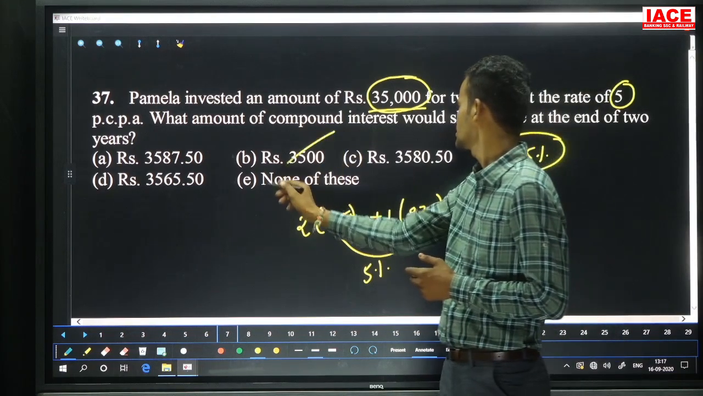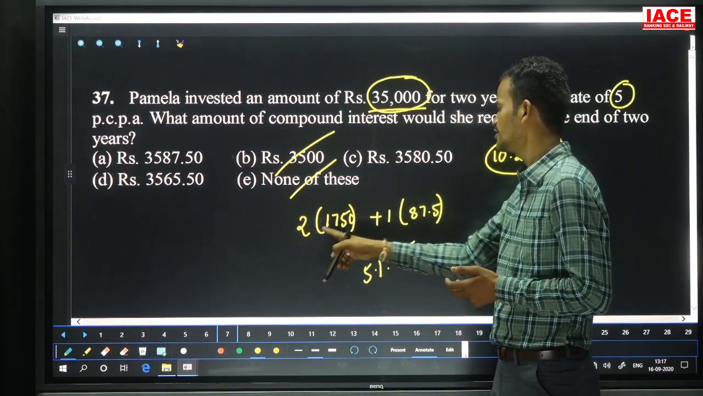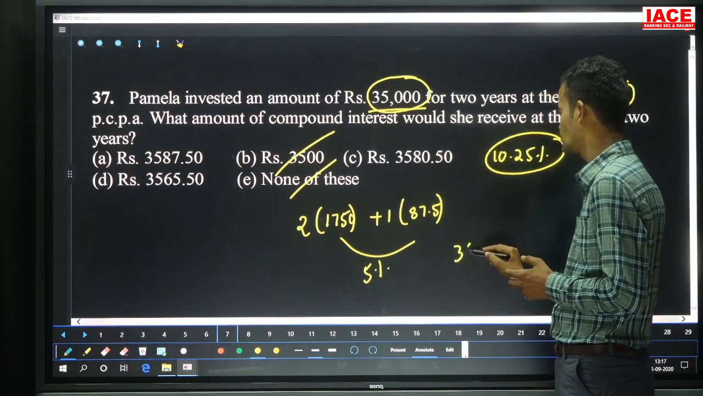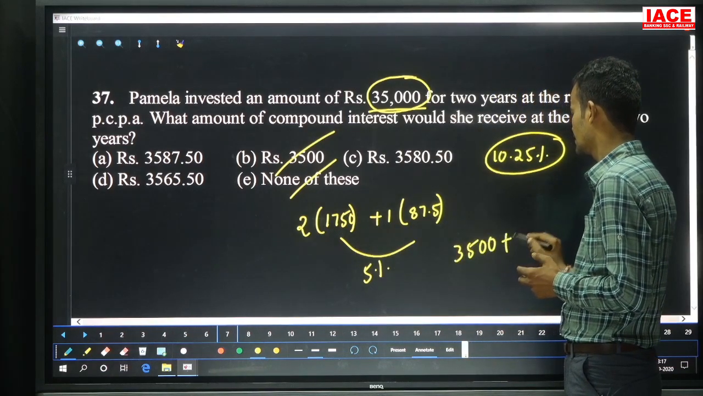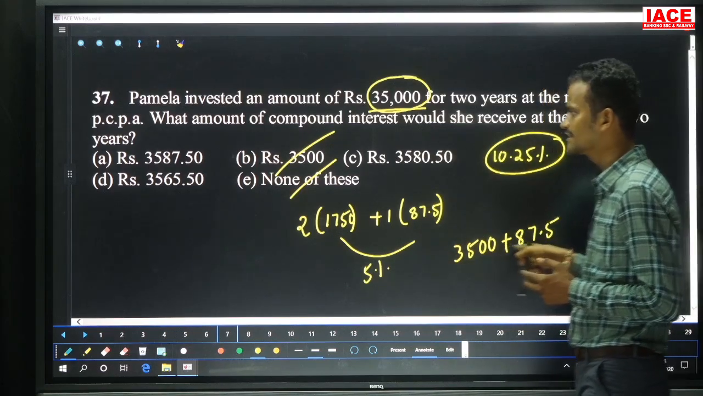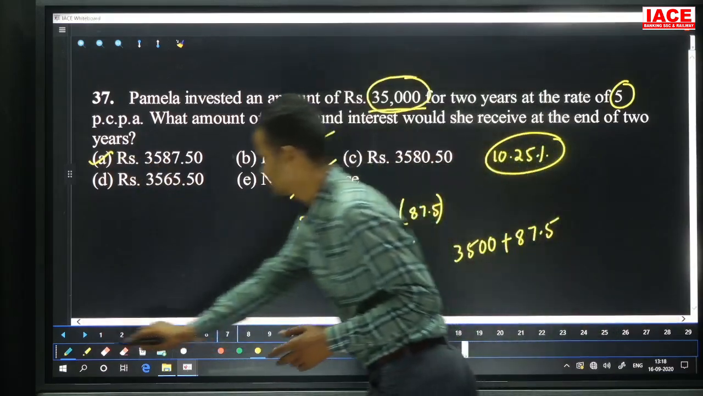So this option is eliminated. This option is eliminated. 3 options are 0.5. Now listen, sir. 2 into 1750. 3,500 plus 87.5. So what is the answer? 3587.5. What is the answer? Option A. Clear? Okay. See the next question.